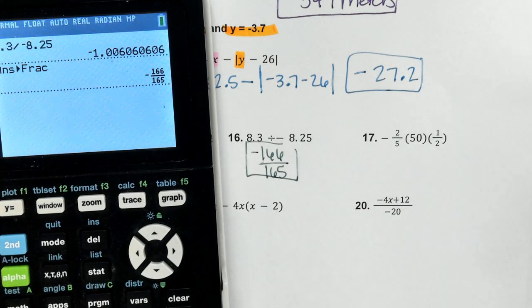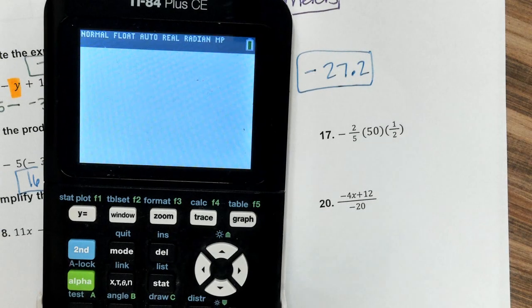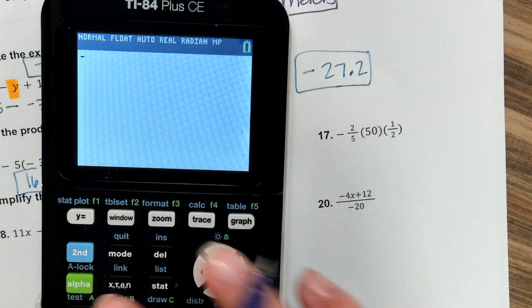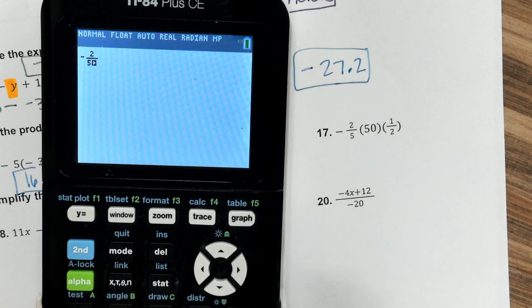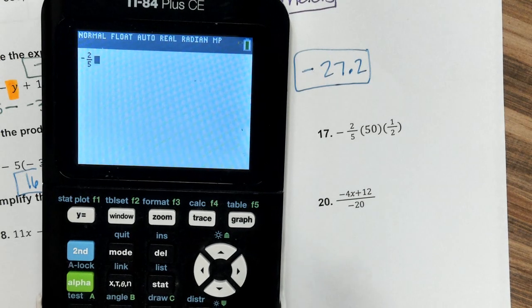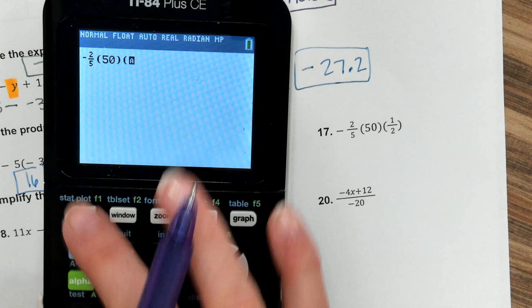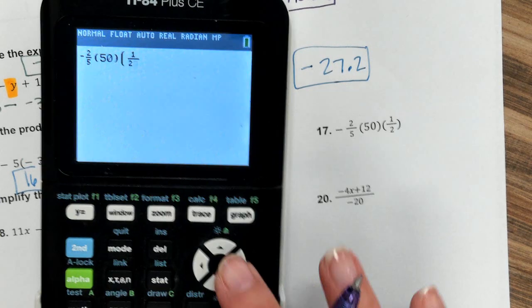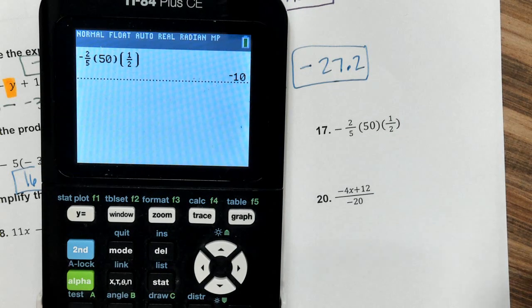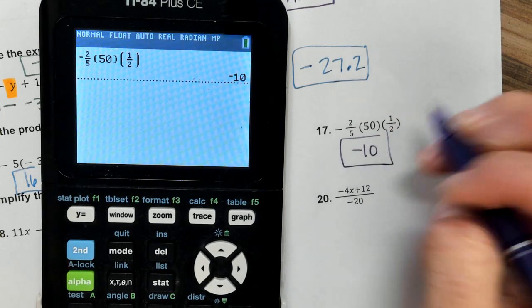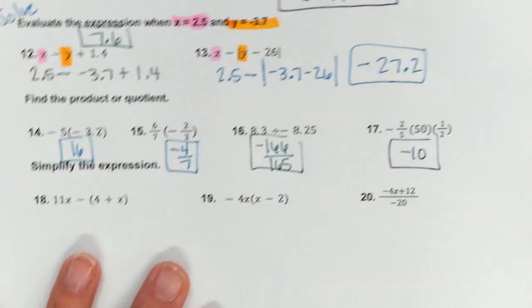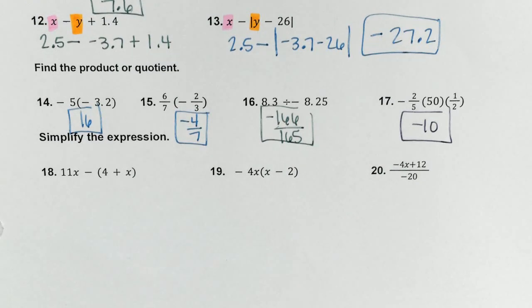All right, next question. Negative 2/5, so negative alpha y equals 2/5, tab out, times 50 times 1/2. And the answer is negative 10. So most of these, the calculator is going to do the work for you, but you do have to know how to put them in.